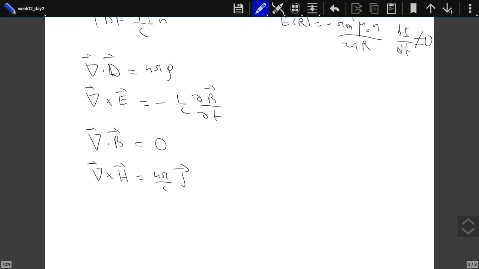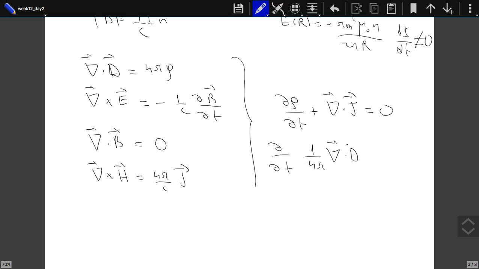Now, we had also briefly mentioned that there is an inconsistency in these equations. They are not consistent with the fact that d rho by dt plus the divergence of J should be equal to 0. This is charge conservation. Now, how do we see that? Well, just put it back. In d rho by dt, instead of rho we can use 1 over 4 pi the divergence of D, plus the divergence of J, which is c over 4 pi times the divergence of the curl of H. This should be equal to 0.